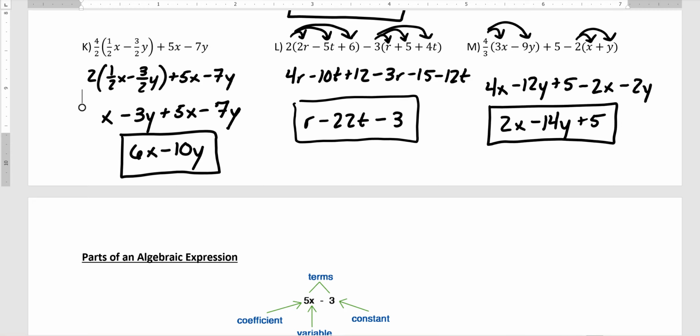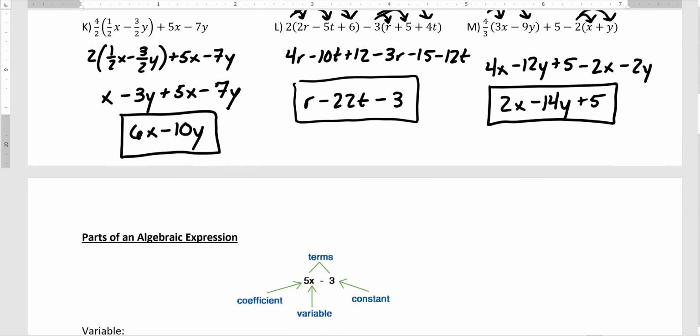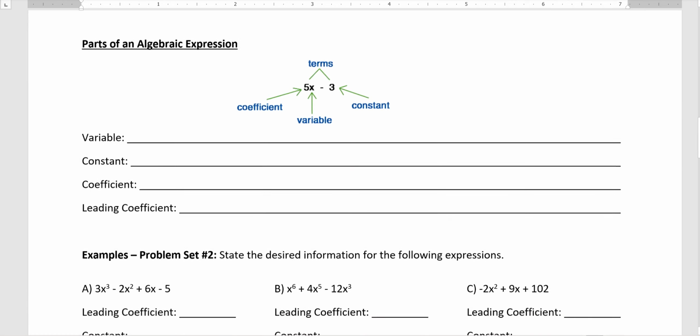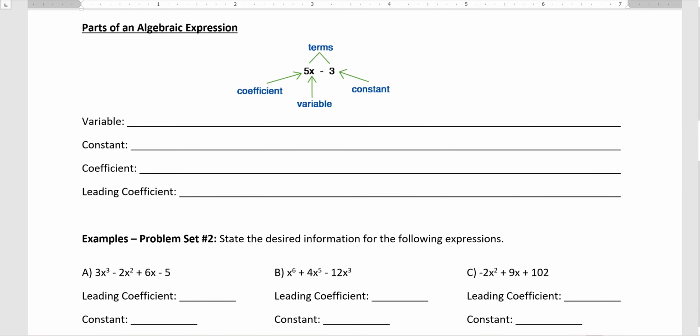Awesome. How'd we do? All right, if you have any questions, please raise your hand now. Otherwise, we're going to keep going and we're going to talk about parts of an algebraic expression. We're going to define a couple terms. First, here's an example of an algebraic expression, 5x minus 3. That's something that we'd see. It is a binomial, which means it has two terms. It has a variable x, the coefficient's 5, the constant's negative 3. Let's define what all of that means.